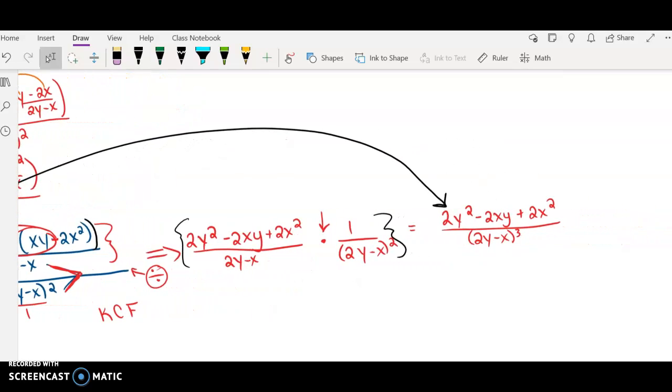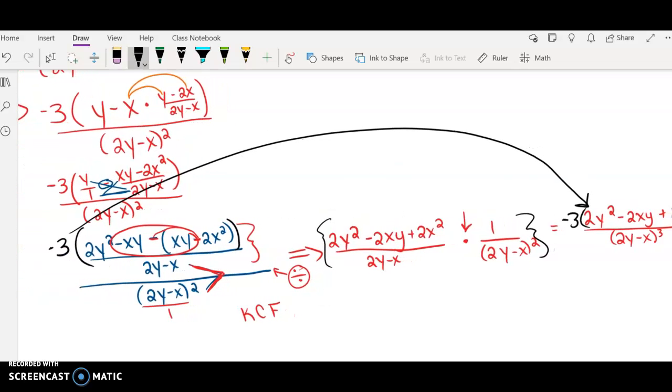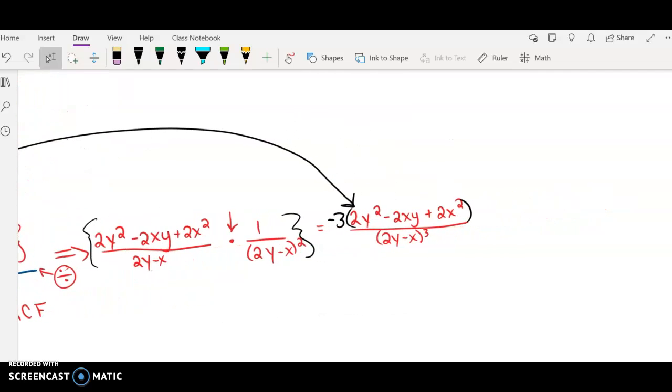What I have now is a 3 out front. So it's actually a negative 3, if I remember correctly. Let me go back. That was a negative 3. So I actually have a negative 3 times all of that I simplified and combined. And what I notice right now is that I still can simplify this a bit more. I have a 2 and a 2 there.